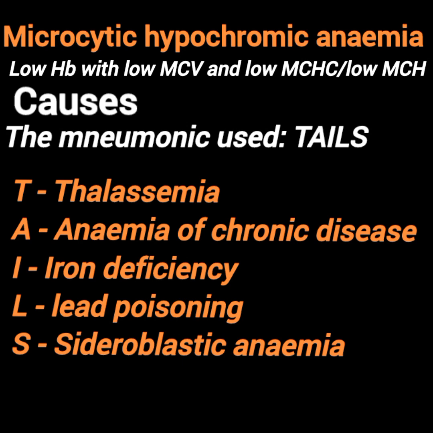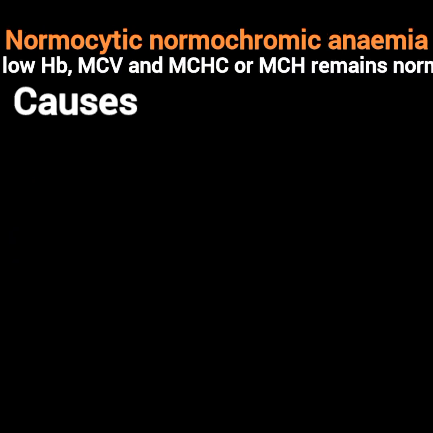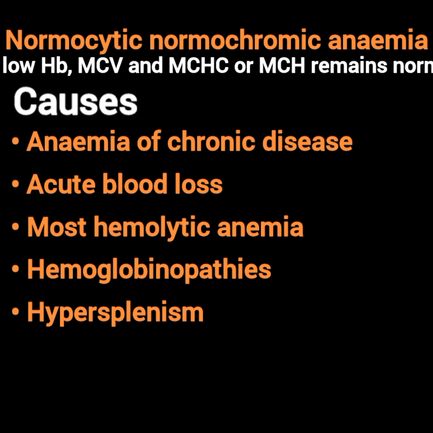For normocytic normochromic anemia, there is low HB, but the MCV and the MCHC or MCH remain normal. It occurs when there is hemolysis or blood loss. That's in acute blood loss, anemia of chronic disease, hemolytic anemia, hemoglobinopathies, hypersplenism, which leads to increased sequestration or increased clearance of the worn out red blood cells, and also increased destruction of the red blood cells, thereby causing anemia.